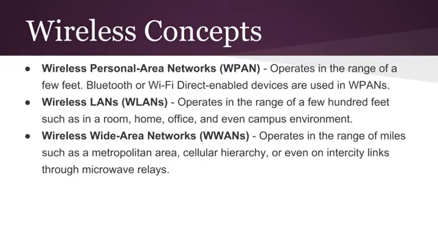A wireless personal area network, or WPAN, operates in the range of a few feet. Bluetooth or Wi-Fi Direct enabled devices are used in WPAN. Wireless LANs, which is what we're going to be focusing on in this chapter, operate in the range of a few hundred feet, such as in a room, home, office, or even a campus environment. And wireless wide area networks operate in the range of miles, such as a metropolitan area like a city, a cellular hierarchy, or even on inner city links.